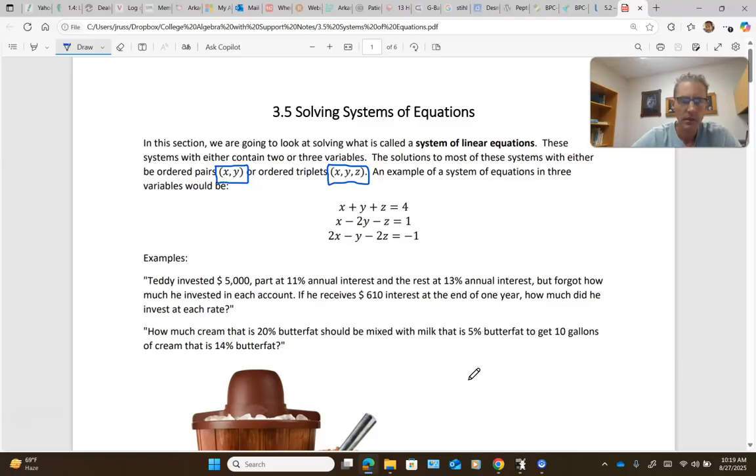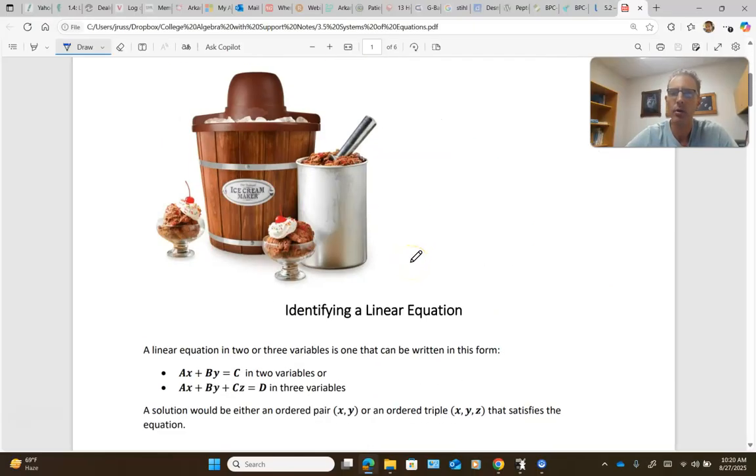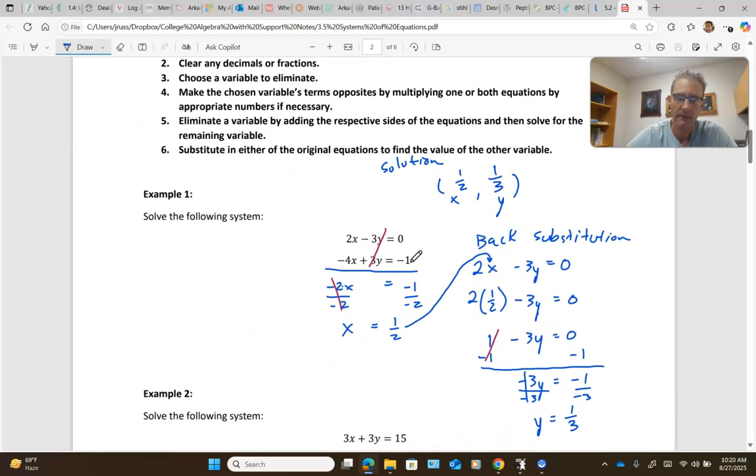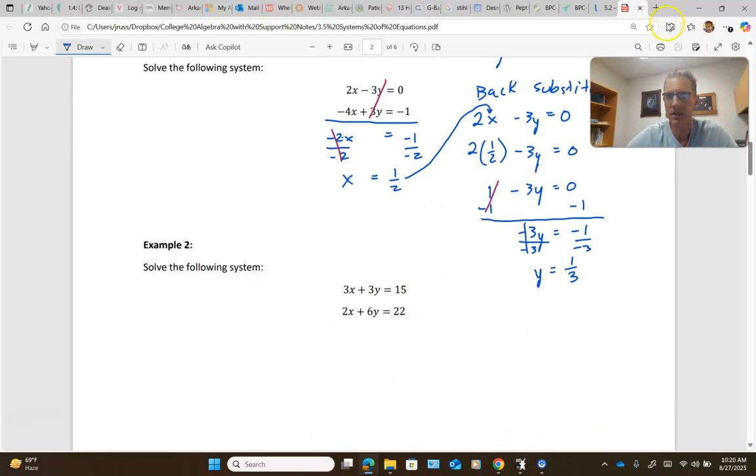Well, I was actually going to set one of these up for you just to show you that process real quick, but I guess we'll wait until 3.6. Okay, because the important thing now is that you know how to solve the system. And we can look at some more examples in 3.6.